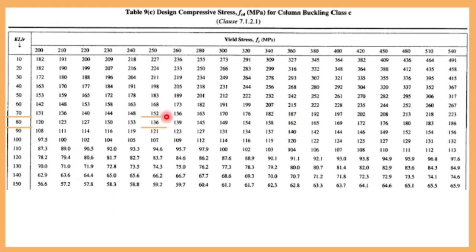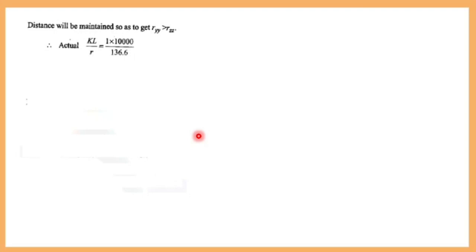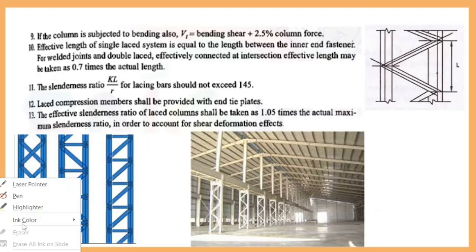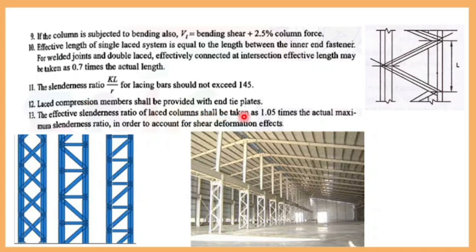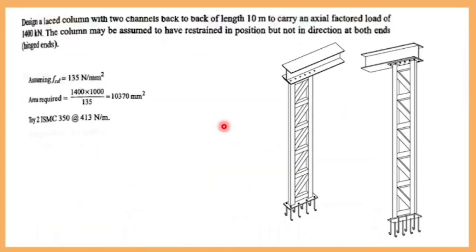For 70 it is 152, for 80 it is 136. You will be getting a value for 73. The effective slenderness ratio of the column shall be 1.05 times the actual maximum slenderness ratio. Now what is your slenderness ratio? 73.2. Multiply by 1.05. The 13th point says that the effective slenderness ratio of a laced column shall be taken as 1.05 times the actual slenderness ratio, in order to account for shear deformation. Now the same thing you have to do here. Multiply the value by 1.05.